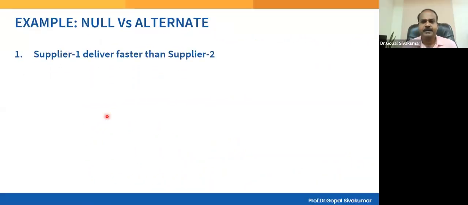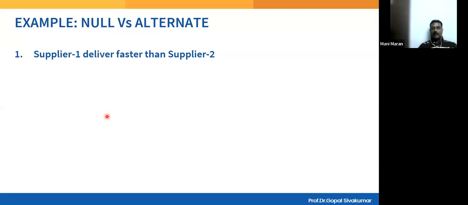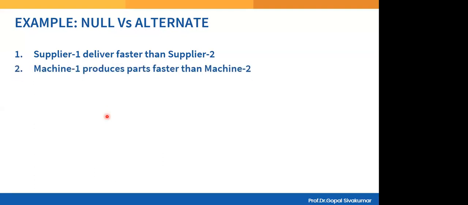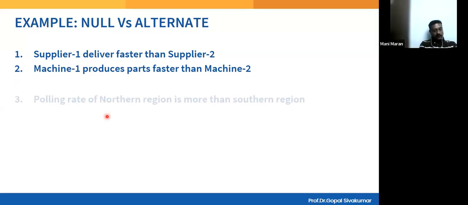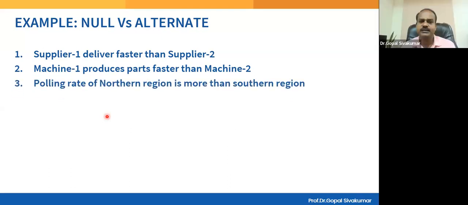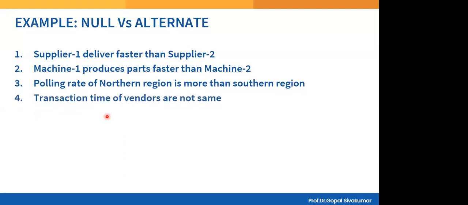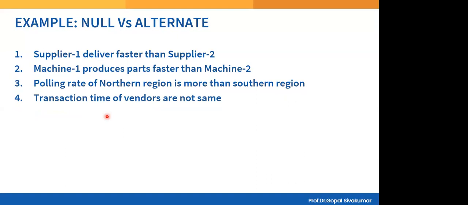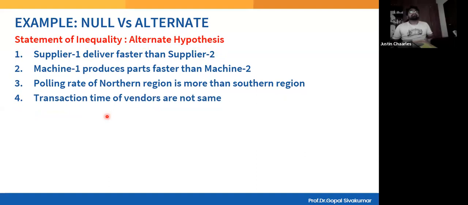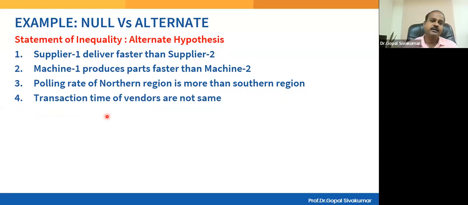Supplier 1 delivers faster than supplier 2. Now you are comparing two of your suppliers, saying that one is better. Alternate. Machine 1 is better compared to machine 2. Alternate. Loading rate of the northern region is better than the southern. Alternate. Transaction time of the vendors is not equal, not the same. Alternate. A statement of inequality: you are saying one is better, one is not better.